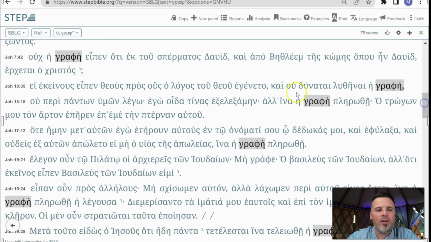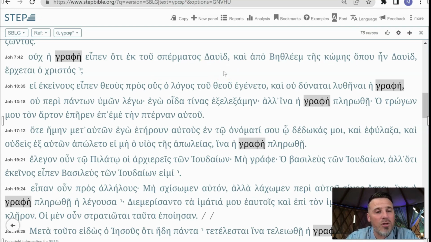Here in John 7:42, ouch he graphe eipen. Do the scriptures not say, hoti ek tou spermatos David? Do the scriptures not say this? Out of the seed of David. Right? So, or does the scripture not say this, if you want to use that singular? So you have graphai and graphe, the scriptures and the scripture.